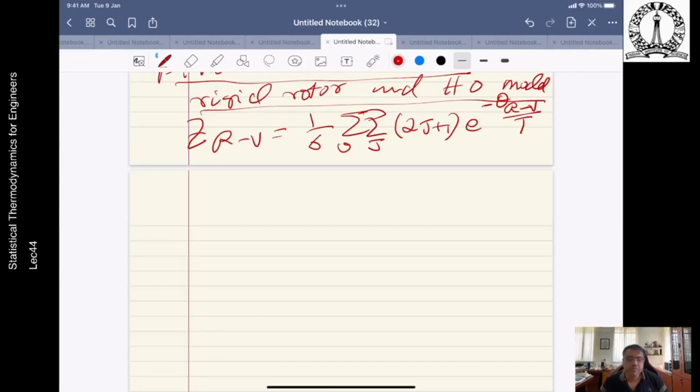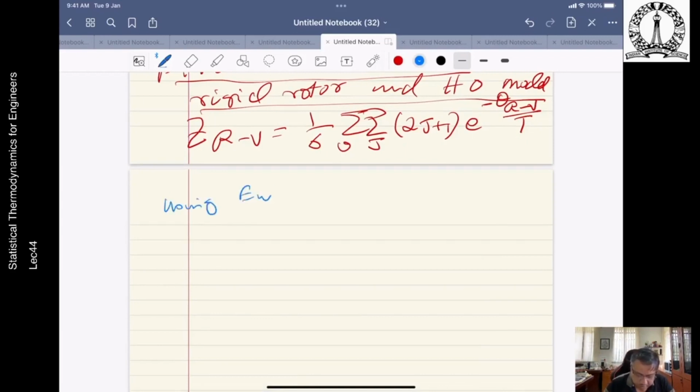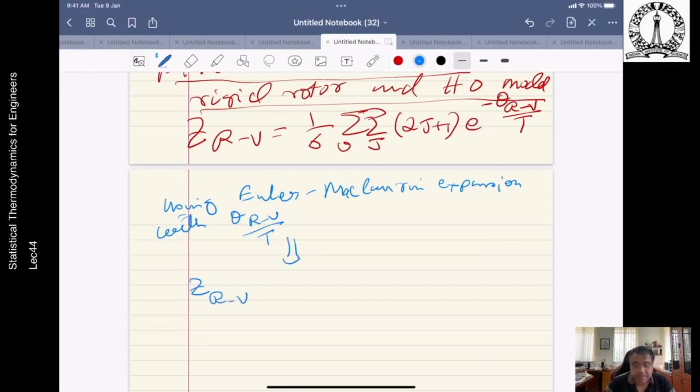So welcome to lecture number 44 of the Statistical Thermodynamics course. So we wrote what is called the partition function for the combined rovibrational model. So again, using the Euler-Maclaurin expansion, with theta RV by T, this will lead to Z RV equal to Z RV 0, and then there is a Z correction term.